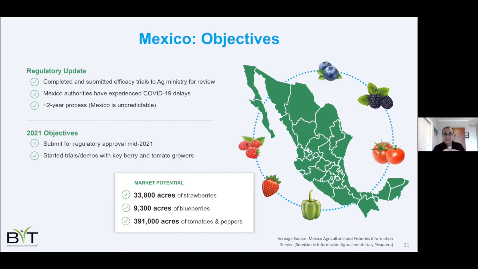We have submitted efficacy trials. We submitted those late 2020. That's the first step of the process. The second step is once they've reviewed those, you actually do the formal submission for the regulatory approval.